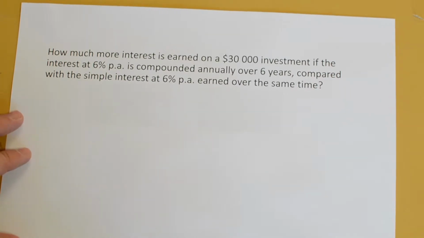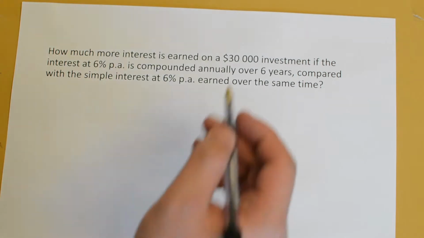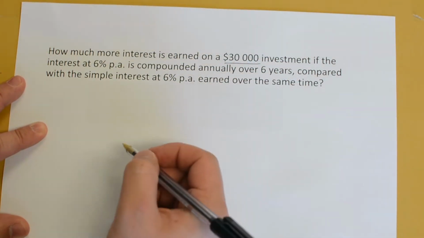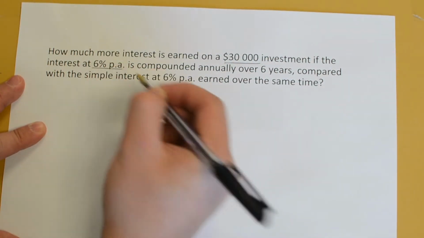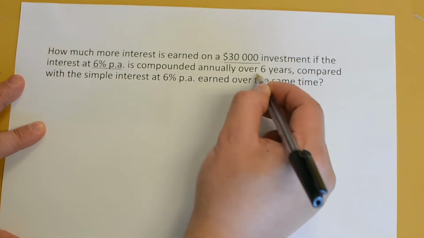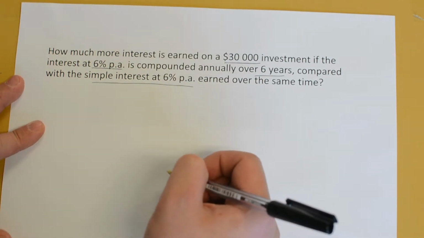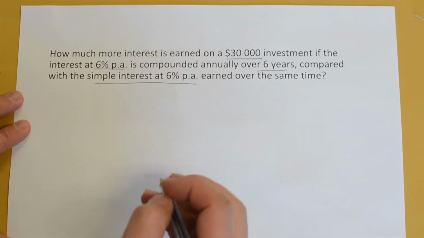Here's an example. How much more interest is earned on a $30,000 investment? Underline that. If the interest is at 6% per annum, which means for every year, and this is compounded annually over 6 years, compared to simple interest over the same time and same rate.